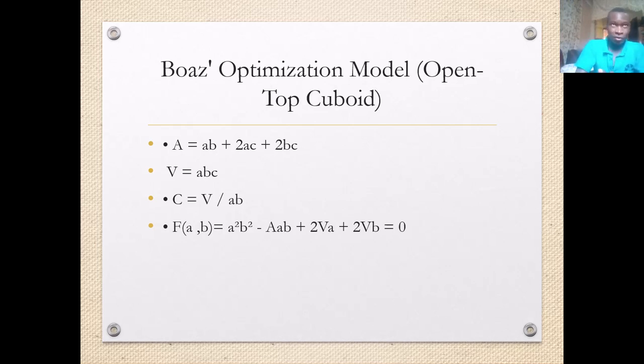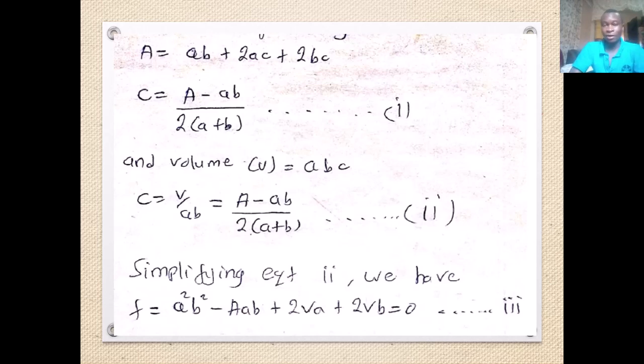For the open system, we are going to apply the same procedure as we have done for the closed system. We have the area as expressed there and the volume, and then making c the subject from the volume. That's what we have. And then the final expression as the model is a squared b squared minus aab plus 2va plus 2vb is equal to 0. Now let's go ahead and see how that one came about.